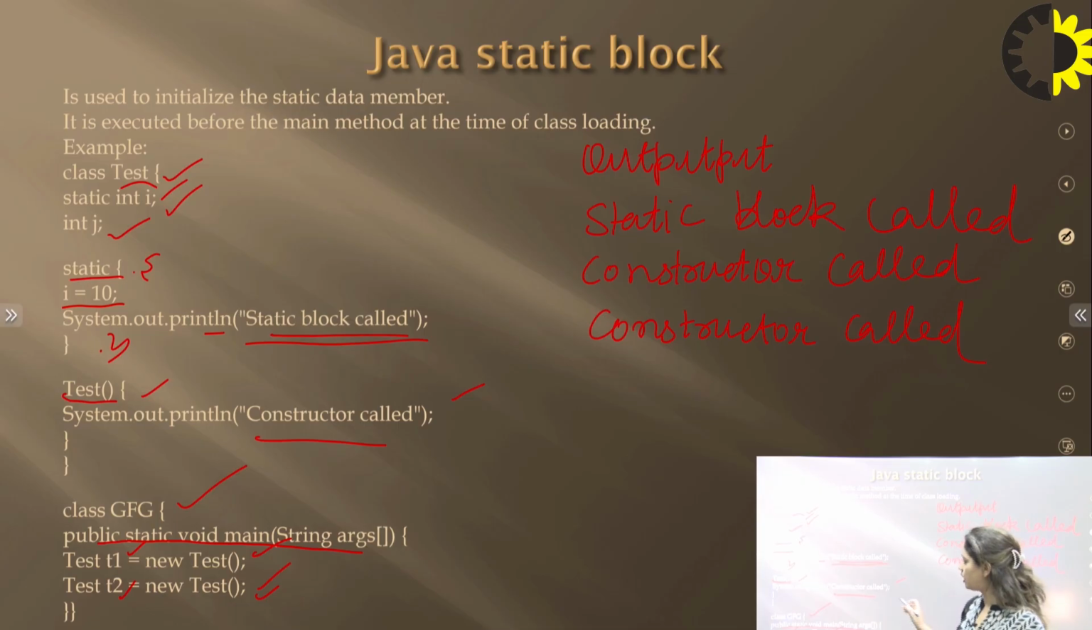Okay. And why are we getting this constructor called 2 times? Because we have created 2 objects for the Test class, T1 and T2, and this default constructor Test is called 2 times in the program. That's why after this static block is called, the constructor called message is executed 2 times. So this is the way a static block works.